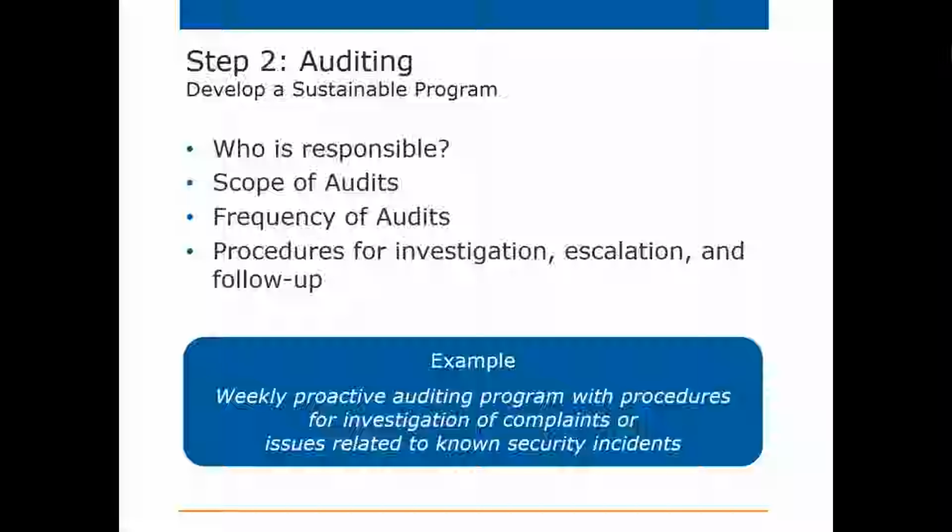A good example of a basic auditing program, and remember that this could be any privacy-related program, is a weekly program. You're going to do weekly proactive auditing. You're going to have procedures laid down for investigation of complaints, and we're going to be able to investigate issues related to known security incidents. So if there was an incident where a password was compromised, can you investigate that to see if it resulted in a breach? This is a very, very simplified example, but it sets a foundation for us to get started on building the foundations of an audit program.